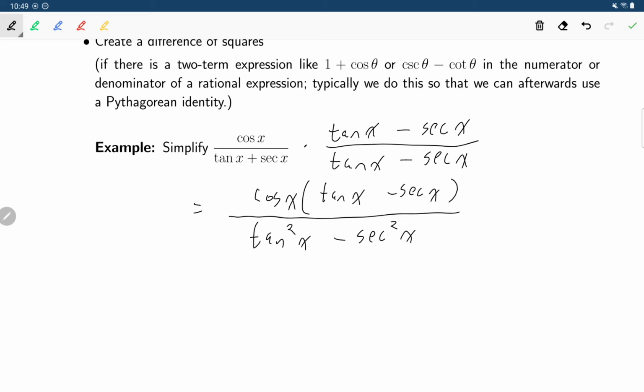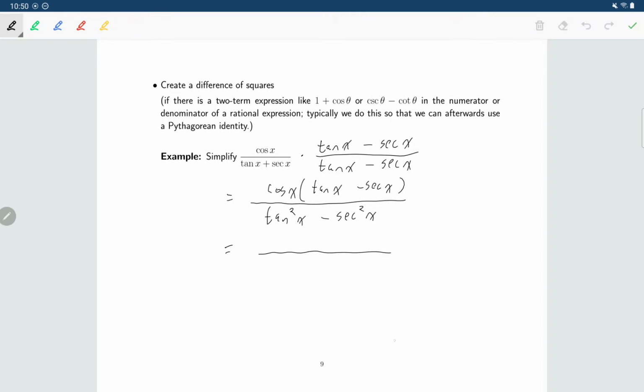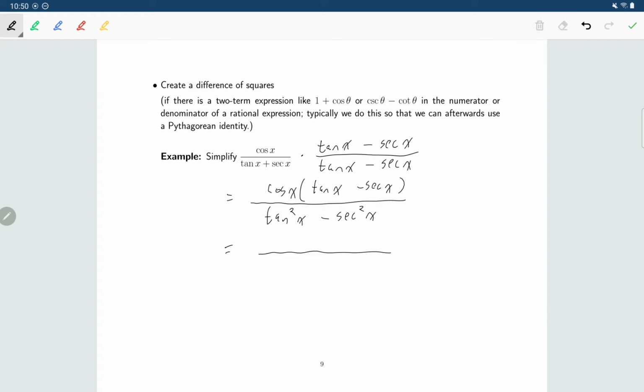Okay, so we had that tangent squared minus secant squared. That was going to be equal to negative 1 using our rewritten Pythagorean identity. Again, remember that the whole reason why we were doing this was because we knew that tangent squared plus 1 was equal to secant squared, which meant that tangent squared minus secant squared would be able to be replaced with negative 1, and that's what we're going to be doing in our denominator. So the denominator is negative 1.